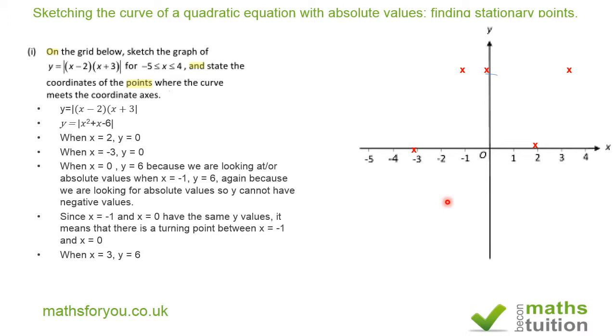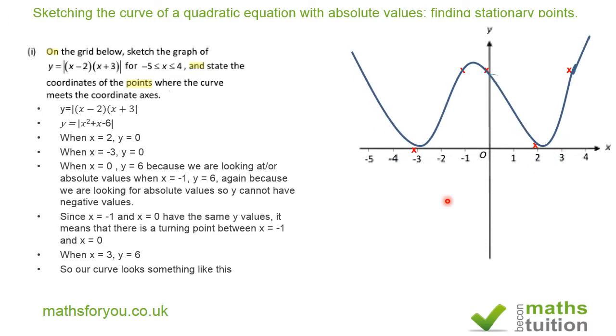Now what you're going to do is plot the graph based on what we know so far, and the graph will look something like this one here. So our turning point is there. Now we need to find the coordinates of the turning point in the next slide.